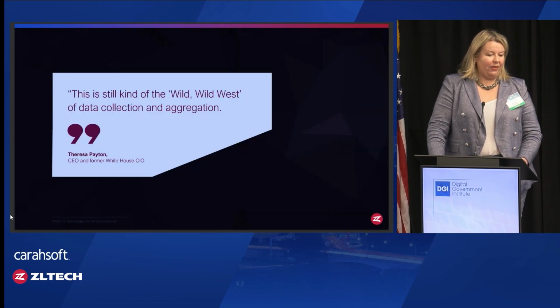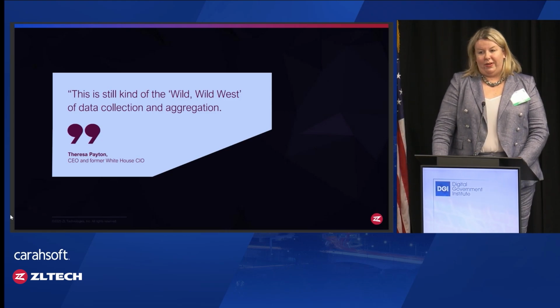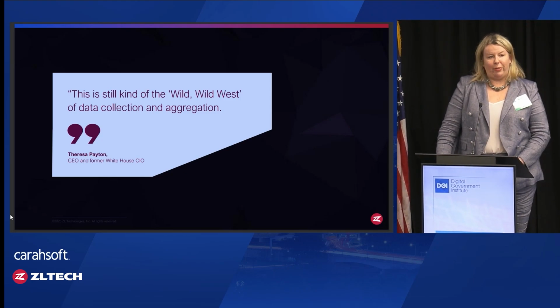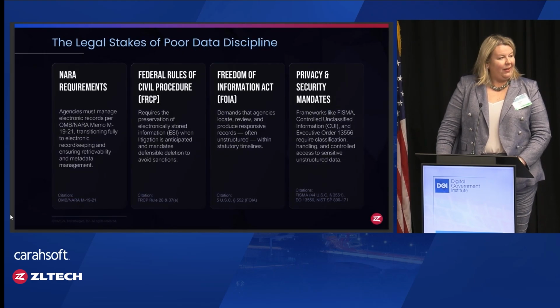So I liked this quote. This is the former White House CIO. We're still in the wild, wild west. We're all kind of trying to figure it out. Everybody's out there gunslinging, talking about AI. We haven't really figured out what the structure and the governance looks like. And that's why I want to talk with you today.